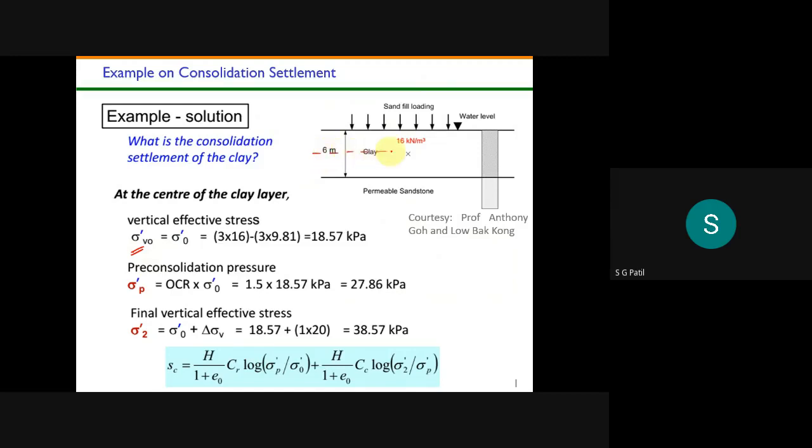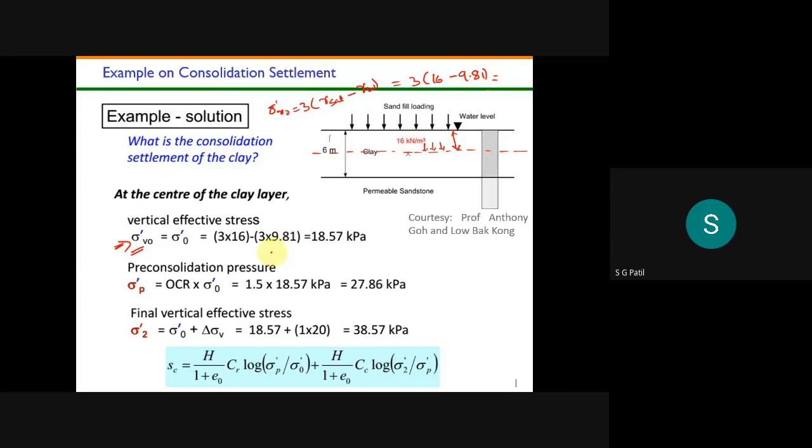So at the center of the clay layer, I will calculate my sigma V naught dash. Okay, so here I will check. What is my sigma V naught? Sigma V naught, that is the initial vertical stress, is nothing but this is 3 meter, so 3 into your unit weight. This is the saturated unit weight. So sigma V naught dash is equal to 3 into gamma saturated minus unit weight of water. So 3 into 16 minus 9.81.